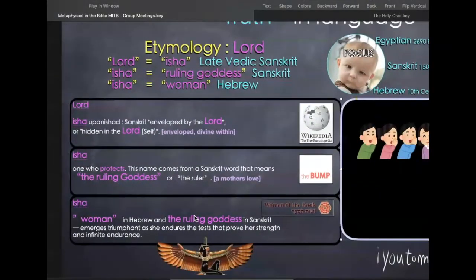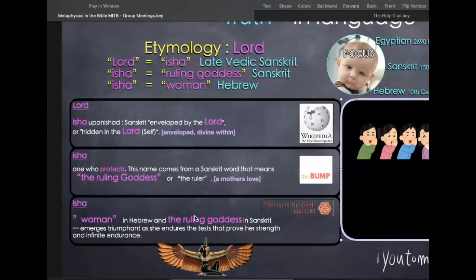So here's the locations where we got the information from. From Wikipedia, Isha, Upanishad, Sanskrit, enveloped by the Lord, or hidden in the Lord, the self. So envelope, the divine within. The divine within would need the mother's love, the love we have in ourselves, that inner child, that we love, that we want to come out and play, but it's not very fun out, but we're going to make it there. And this is upon us.